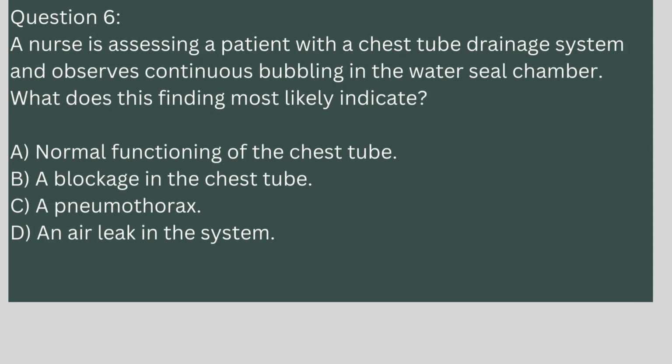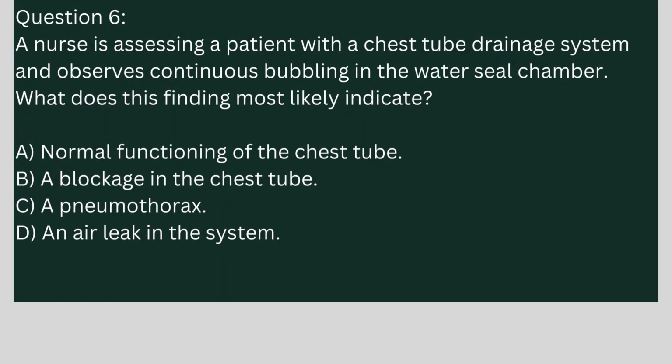Question 6. A nurse is assessing a patient with a chest tube drainage system and observes continuous bubbling in the water-sealed chamber. What does this finding most likely indicate? A. Normal functioning of the chest tube. B. A blockage in the chest tube. C. A pneumothorax. D. An air leak in the system.